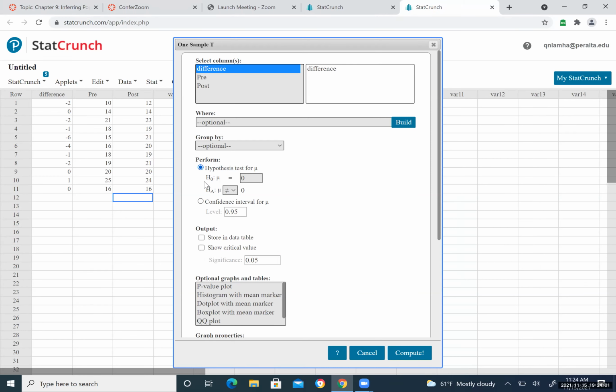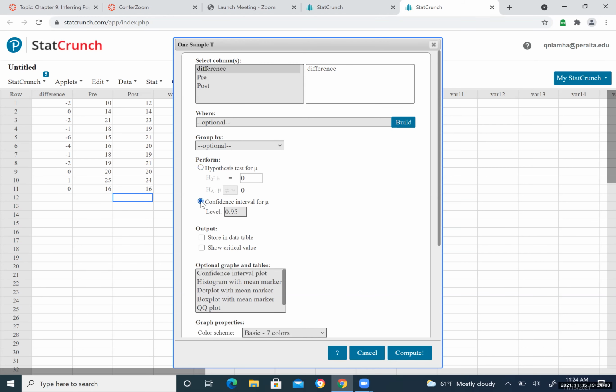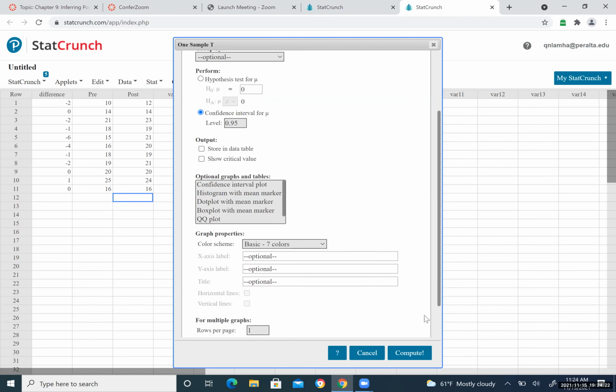We don't click hypothesis. We click on confidence interval because they're asking for a confidence interval at the 95 level. So what if I want 99? You type in 99, okay? If I want 90, you type in 90. So now this question asks for 95, you type 95. And I think that's all. Let's compute.